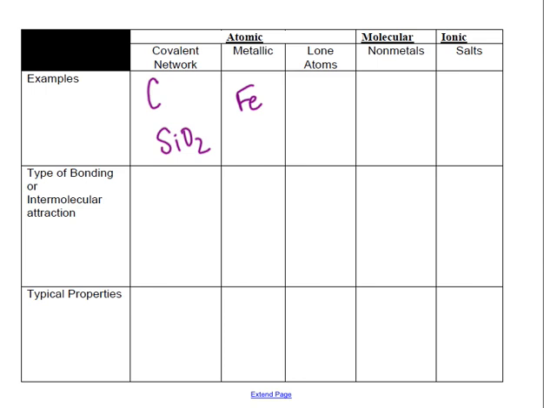Lone atoms, things that aren't metals but can exist as solids by themselves, just hanging out. Sulfur, phosphorus, selenium. Those will do that. Give me an example of nonmetals or molecular substances, meaning covalent substances.